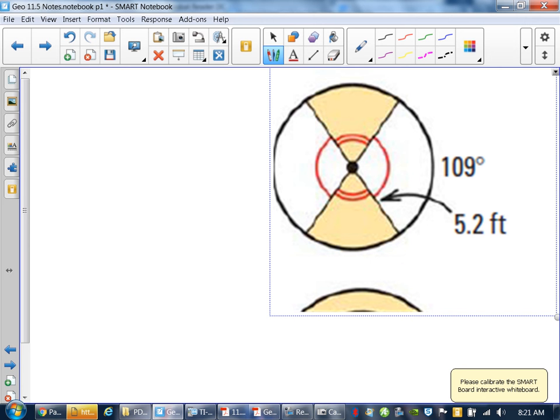What are the 2 yellow things as far as the circle's concerned? What are those called? The thing we learned yesterday. What are those things from yesterday called? Sectors? Area sectors? Sectors. Okay. Yes, sir.